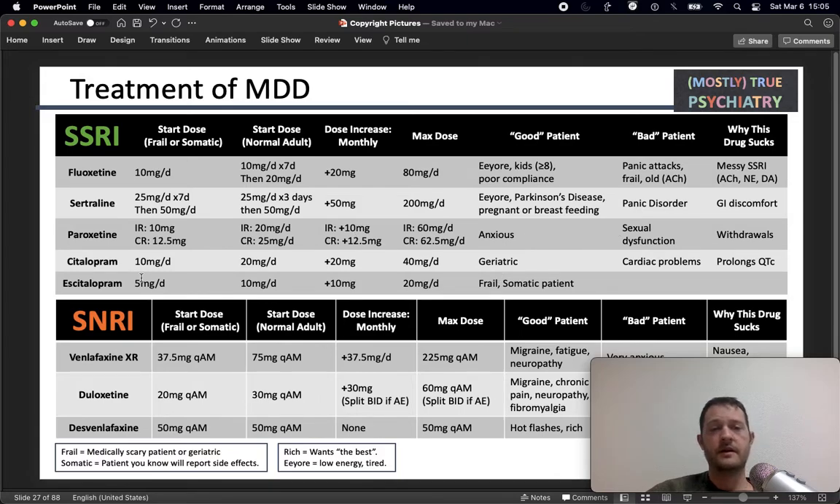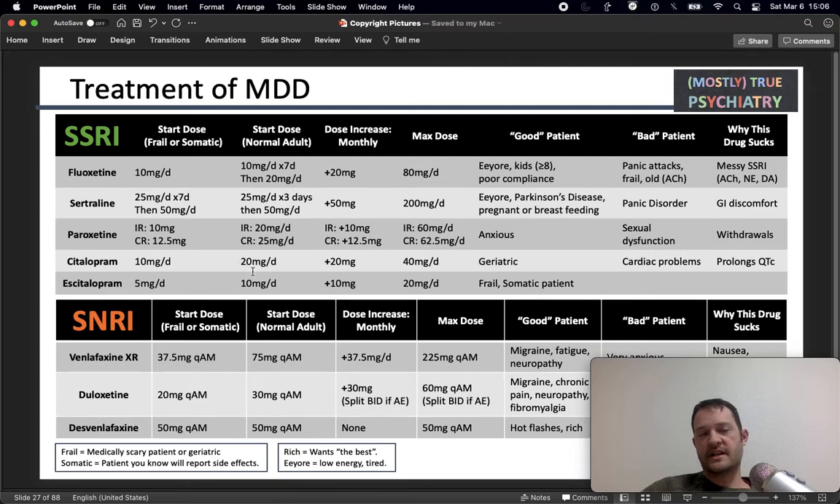Citalopram and escitalopram are the cleanest versions of the SSRIs. They're both pretty good for just like geriatric, frail, somatic patients. One of them's just the isomer, one isomer taken out from the racemic mixture, so it's just half the dose. So if citalopram's 10, escitalopram's 5. So starting dose is, they actually have capsules this small and everything, so it's fine. So it's the 10 milligrams for citalopram, 5 for escitalopram.